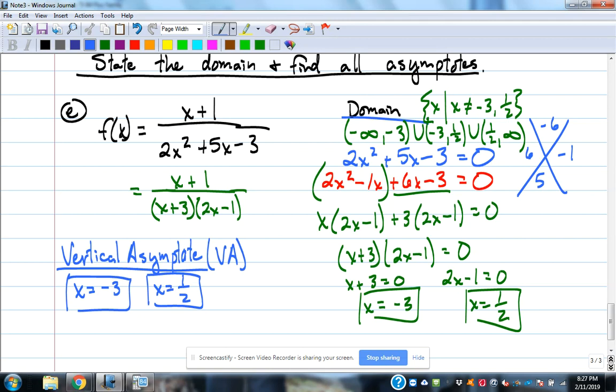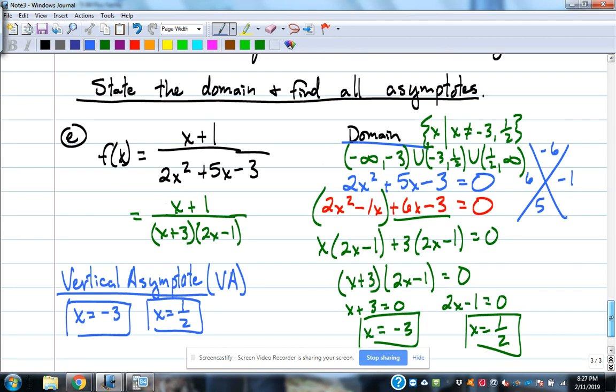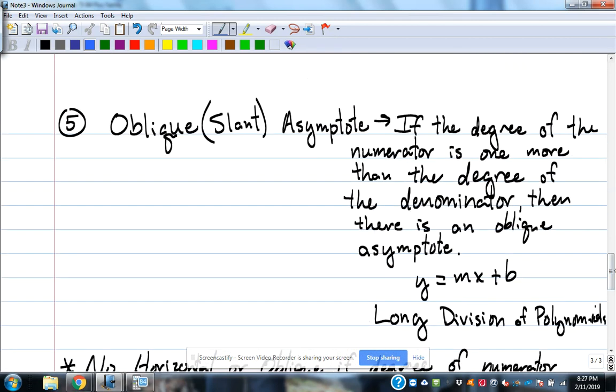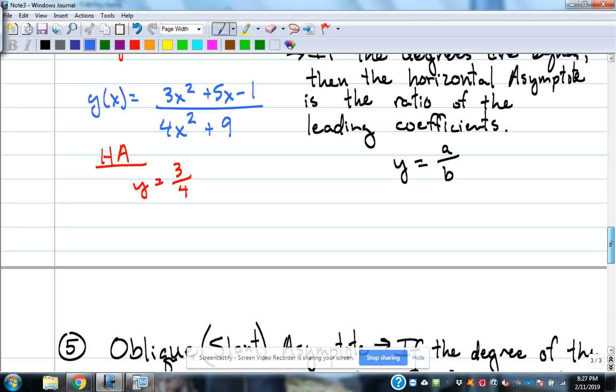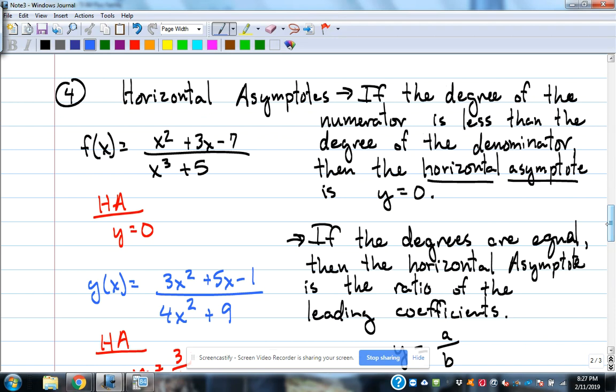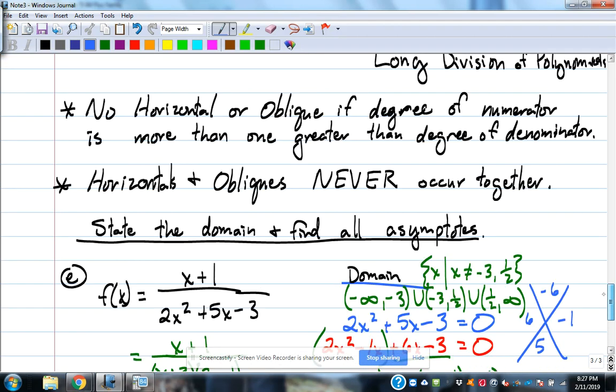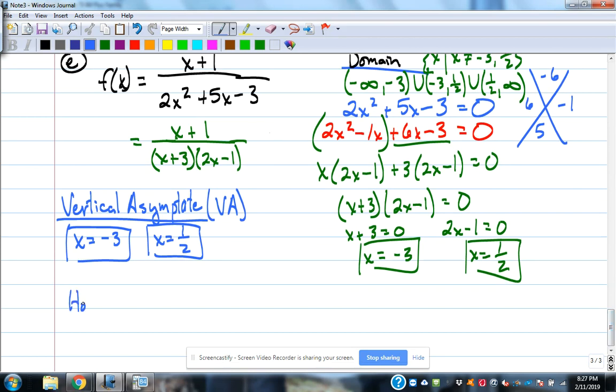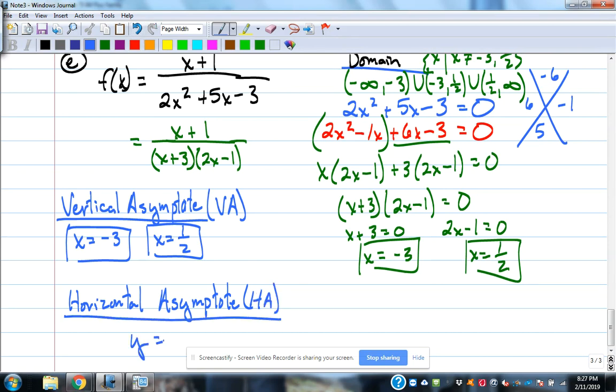Which one of our asymptotes does that fit? The rules for obliques were that the top had to be 1 more than the bottom. That means the top's got to be bigger. That's not what's happening here, so it can't be oblique. Horizontal, if the degree of the numerator is less than the degree of the denominator. Is 1 less than 2? Yes. That horizontal asymptote, and we'll abbreviate that HA from here on out, is at y equals 0.